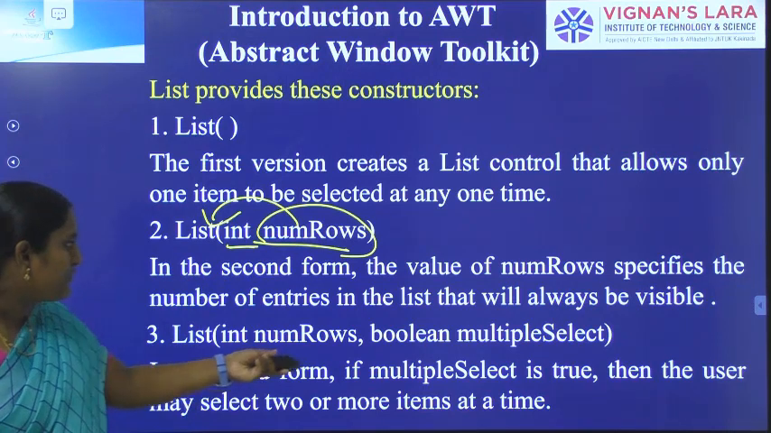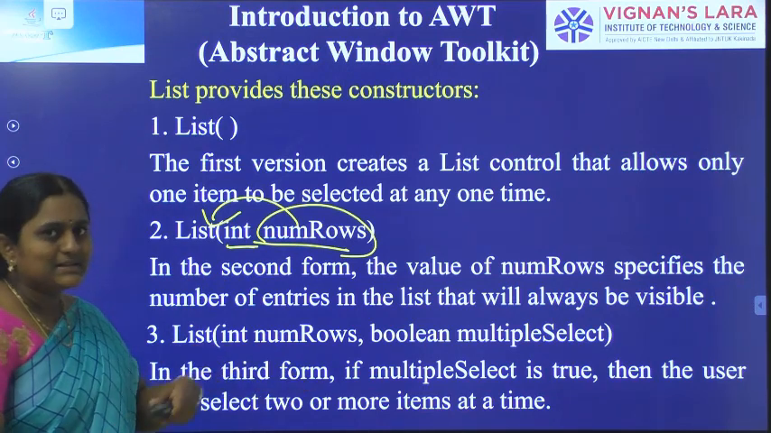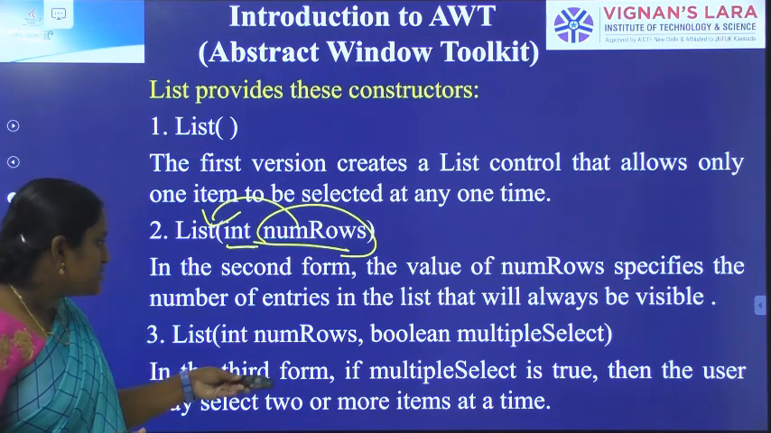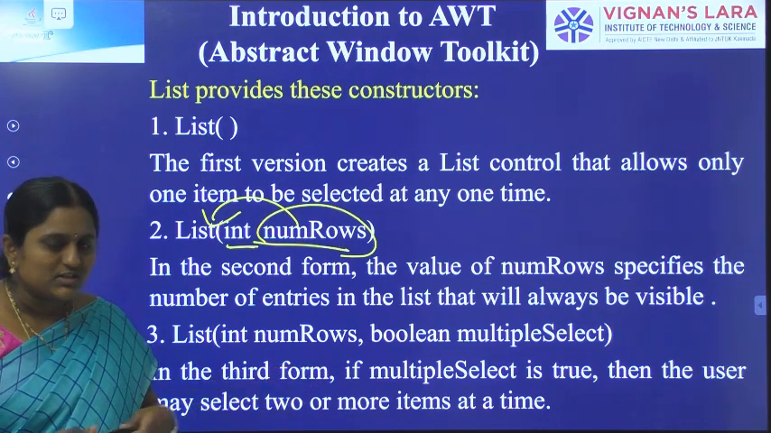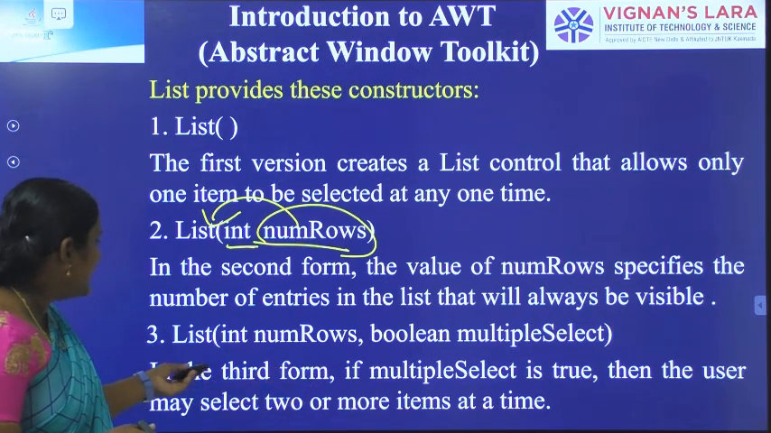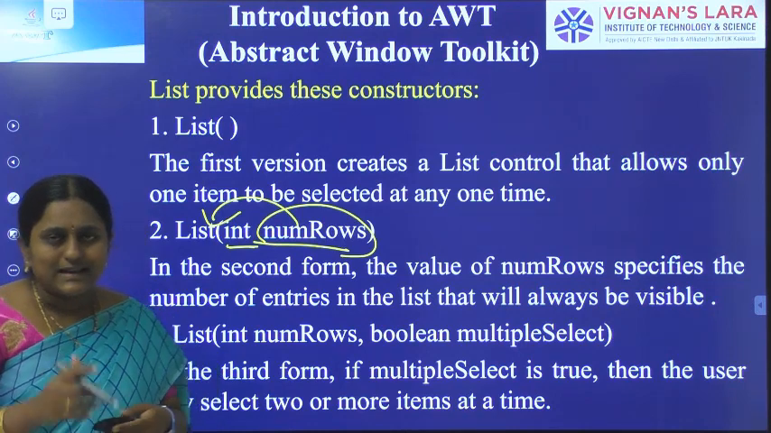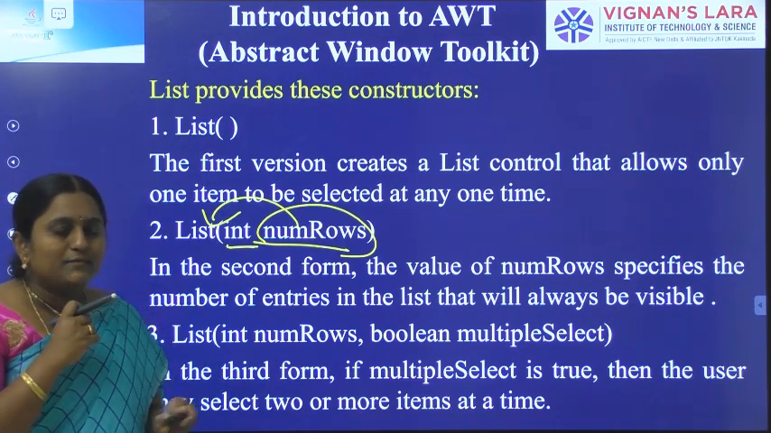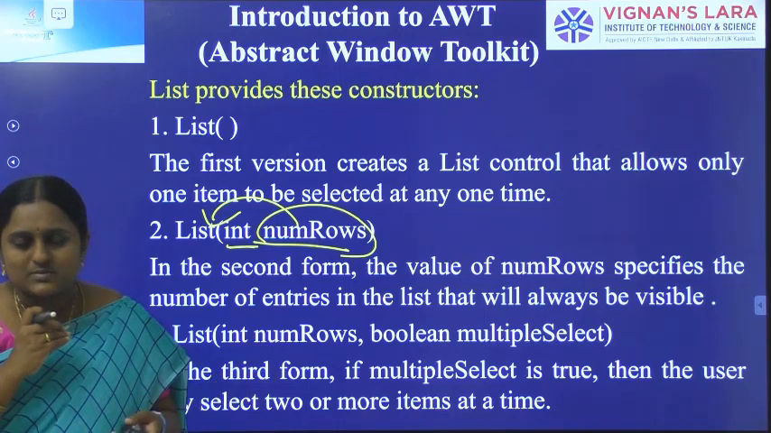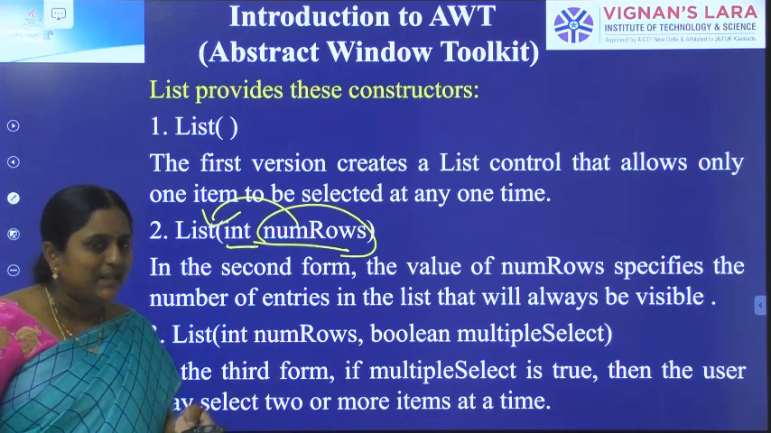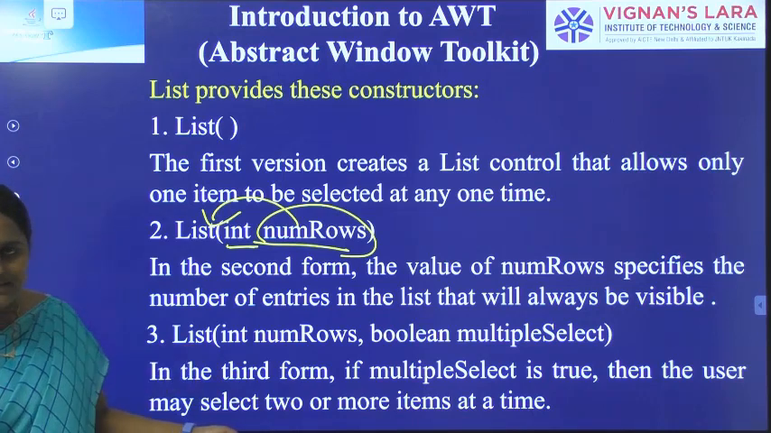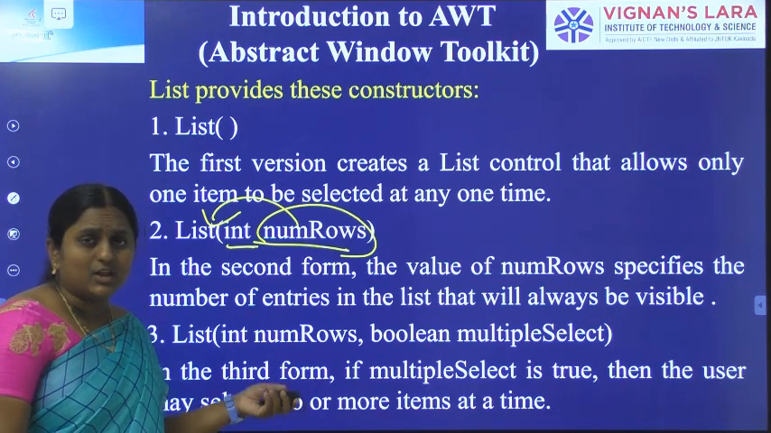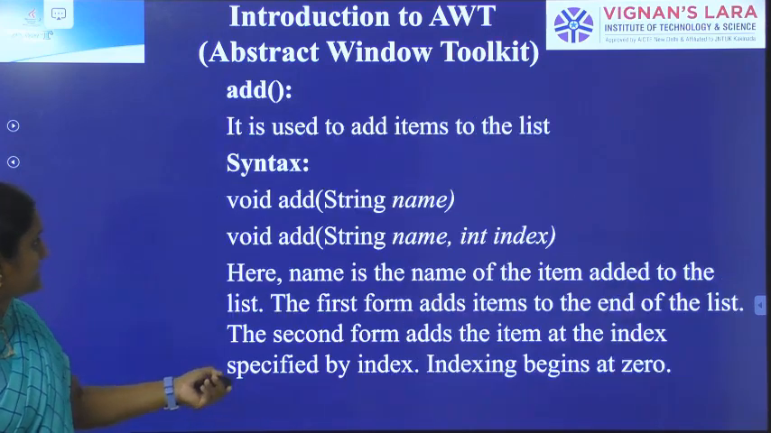Next, List(int numberOfRows, boolean multipleSelect). Boolean means either true or false. In this form, if multipleSelect is true, then the user may select two or more items at a time. If the boolean value is true, multiple selection is possible. Sometimes the user may select more than one item in the list, and this constructor will help us. Whenever we create, or instantiate, the object, we can select multiple items at a time.